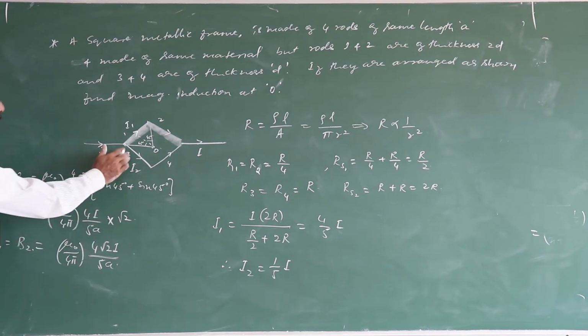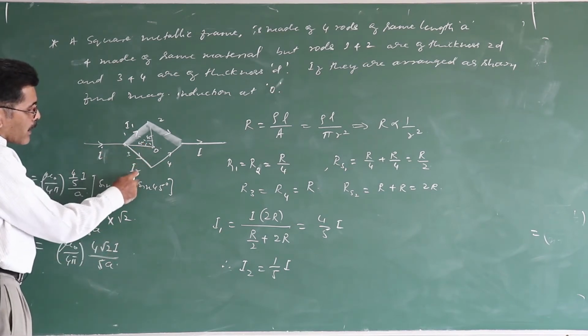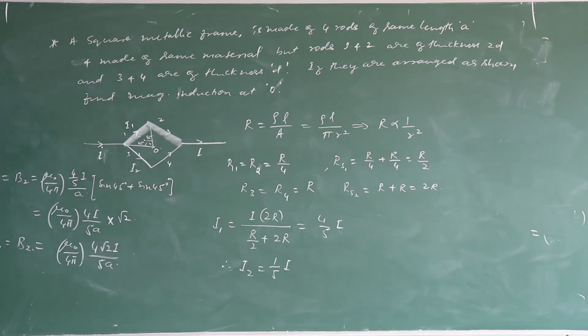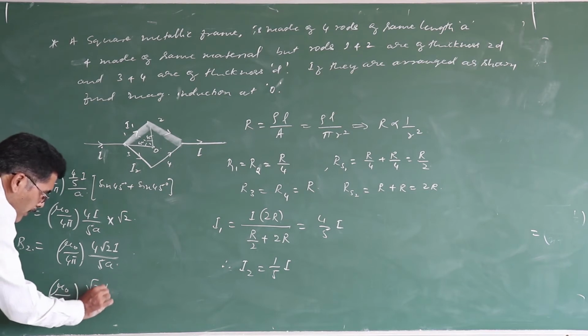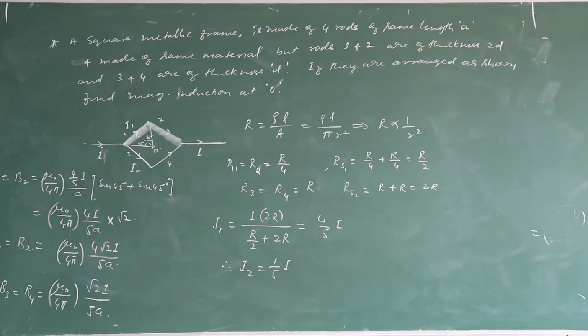And what about the second part? When you take this one here, the current is 1/5 of I. Therefore B3 is equal to B4 is equal to mu naught by 4 pi, here root 2 into I divided by 5A. So now you just take the net value of the magnetic field.